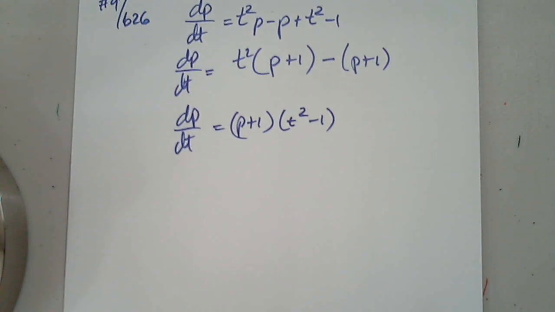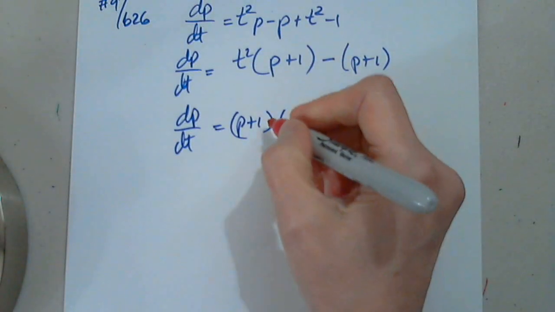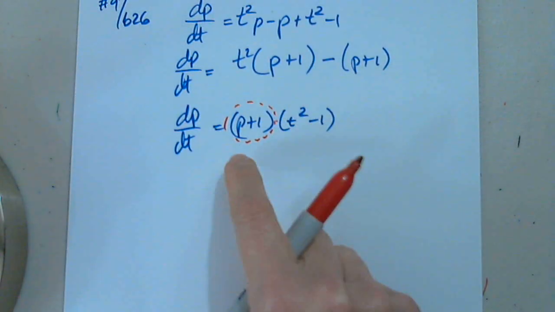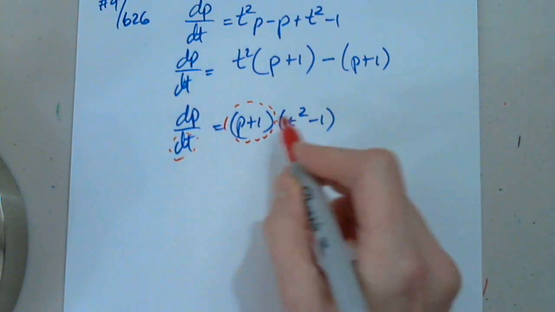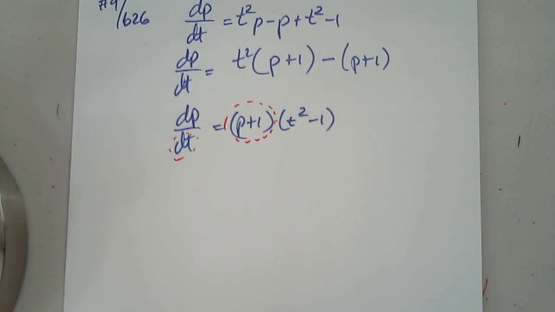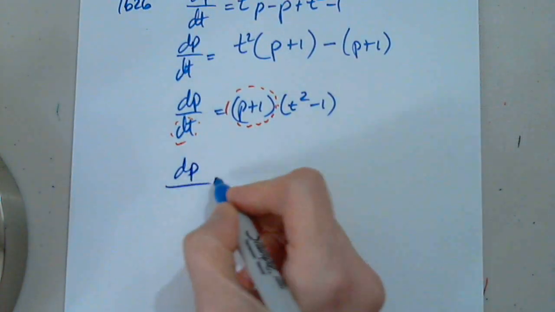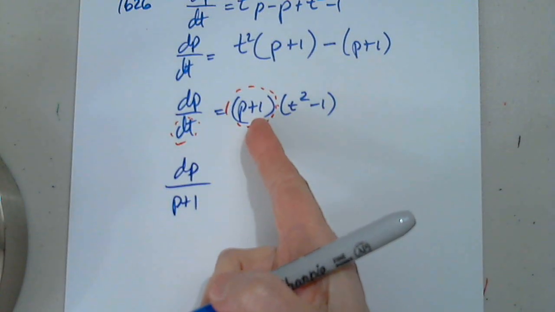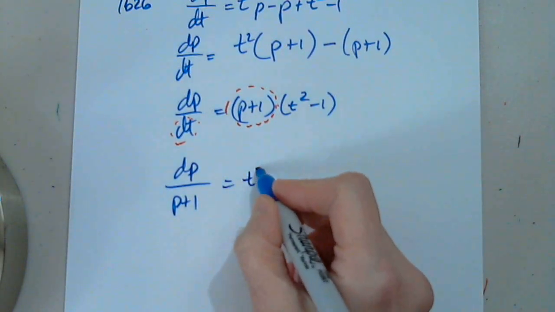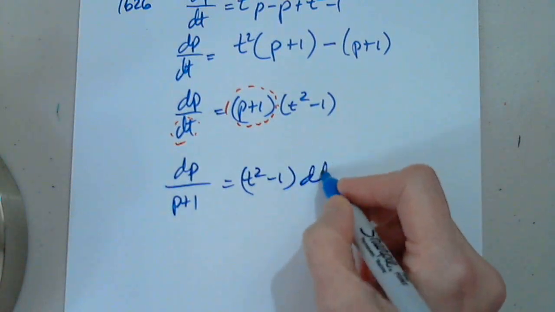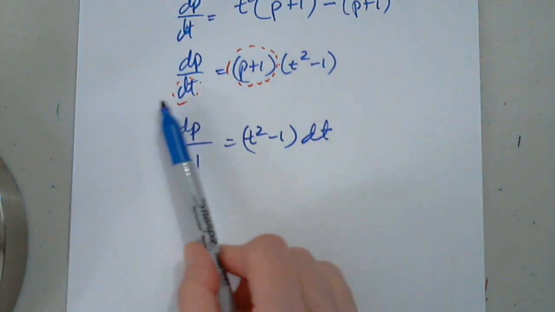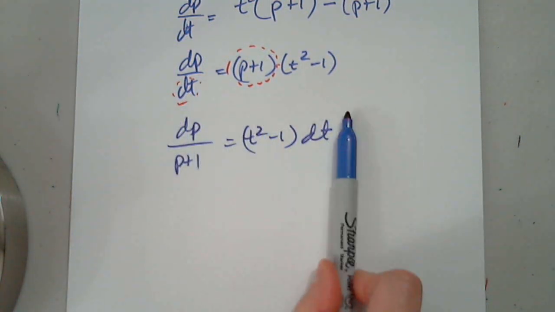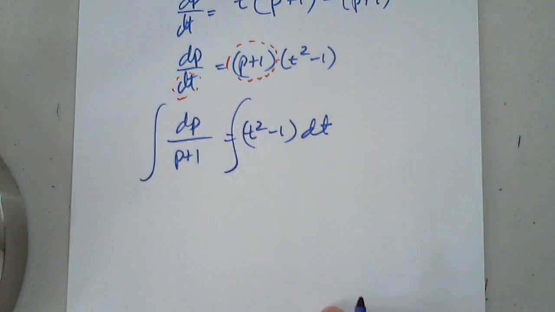minus 1. Now, p should be alone on one side, so this factor, I will divide both sides by it, and this dt, I will multiply both sides of the equation by dt. So I have dp over p plus 1, because we are dividing both sides by p plus 1, equals t squared minus 1, and we are multiplying both sides by dt. We accomplished what we wanted to accomplish. p is alone on one side, everything with p, and everything with t on the other side. At this point, we're ready to integrate.